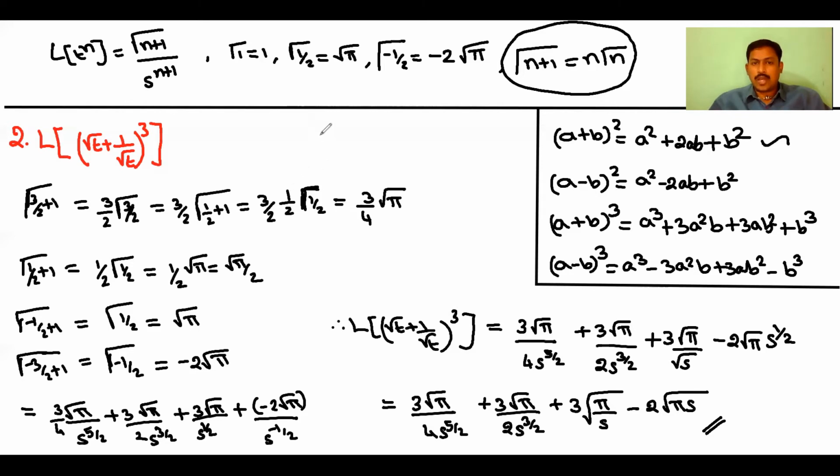Similarly, you can find the term L of root t minus 1 by root t the whole cube using this a minus b whole cube formula.